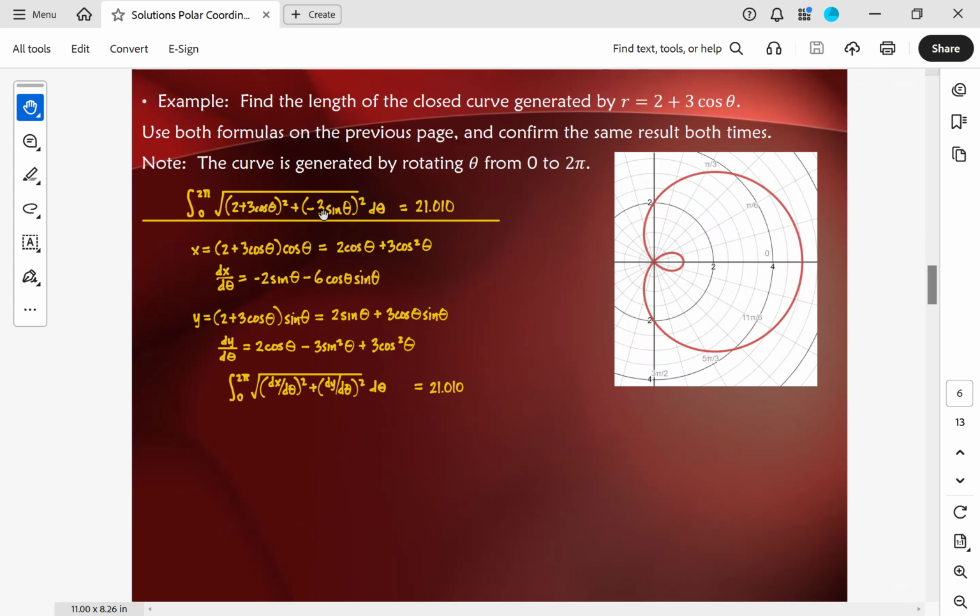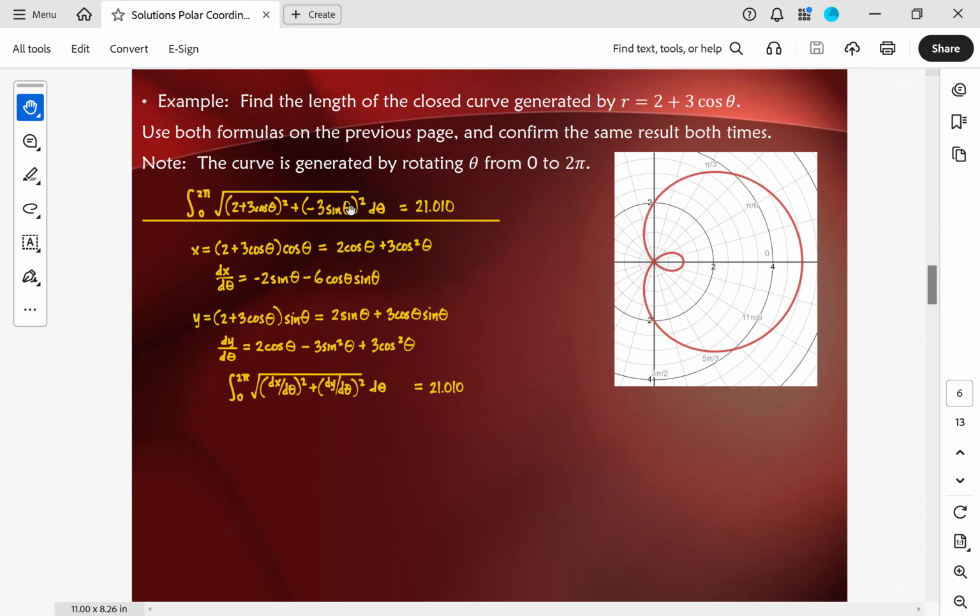Now, if I use the shortcut formula, it's quick and easy. I'm going to take my r, plug it right in, and square it. I'm going to find the derivative of r with respect to theta, which is just, well, negative 3 times sine. Plug that right in and square it. And there's your setup. And it's most likely a calculator problem. And then you go to your calculator.